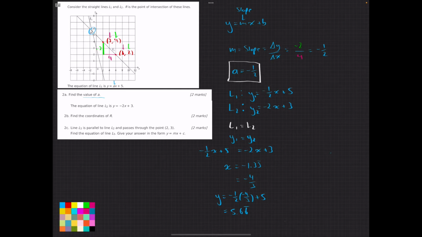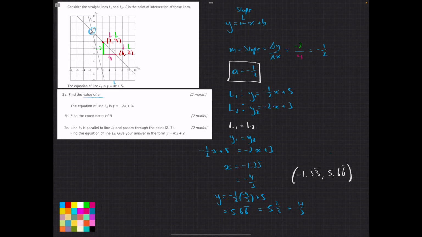We could write that as a fraction. 5 and 2/3 is a mixed number, or 17 over 3 if we wanted, I suppose. But that should be okay. So finally, our coordinate point, let's write it out using decimals: negative 1.33, keeping that 3 sig figs for the IB, and then 5.66. Okay. That'd be one way to do it.